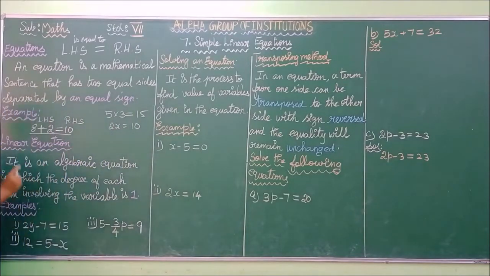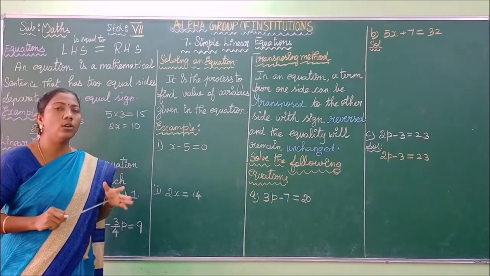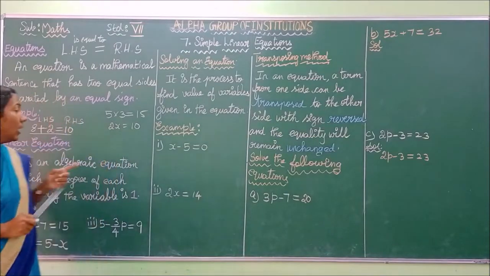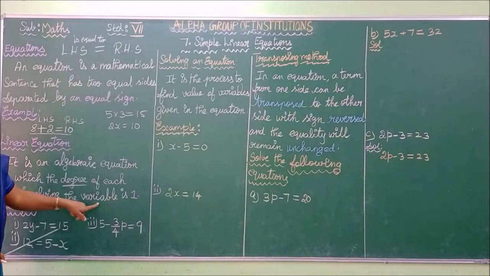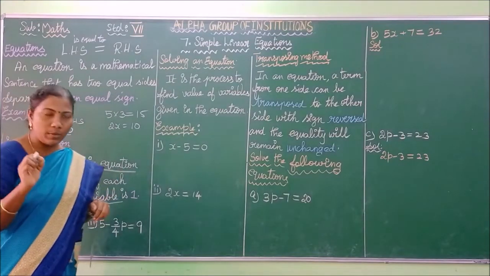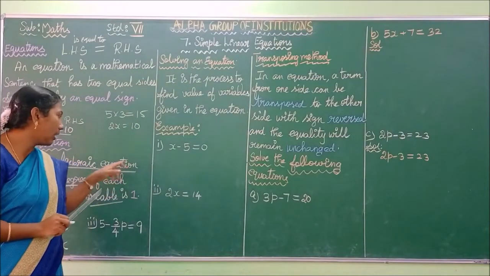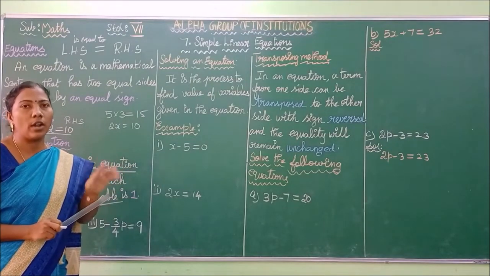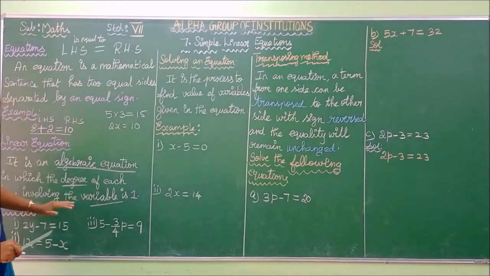Next we are going to memorize the term linear equation. What is a linear equation? I have already told you, linear means you have to remember the number 1. Let us see the definition. It is an algebraic equation in which the degree of each term involving the variable is 1. You have to take one algebraic equation and check whether the variable involved in it has degree 1. Simply, you have to check whether the power of the variable is 1 or not.